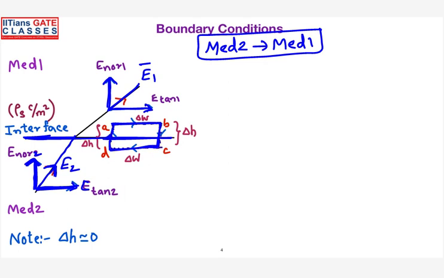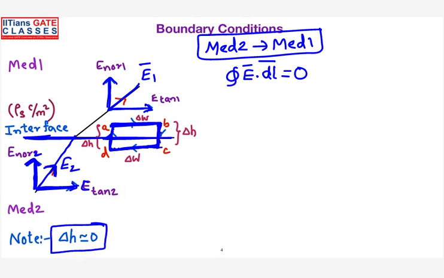So what KVL says in that loop is that the line integral of electric field intensity in a closed loop has to be 0. Right? Now, to find the total line integral in this particular loop, you need to individually do the integration from A to B, B to C, C to D and D to A. The width of this loop I have considered as delta W and the height of the loop as delta H, which is approximately negligible here.